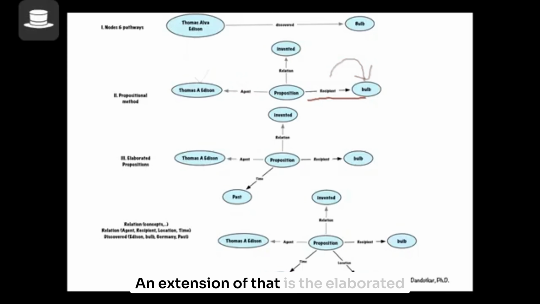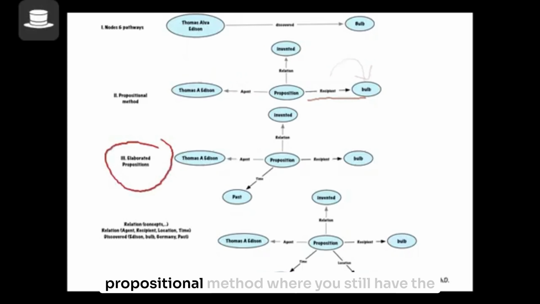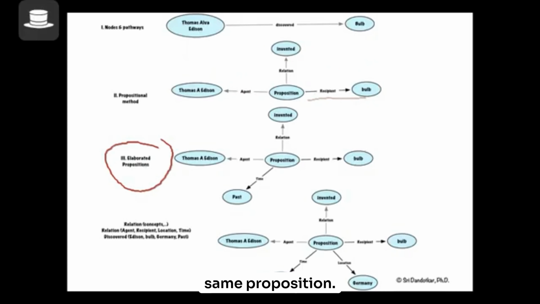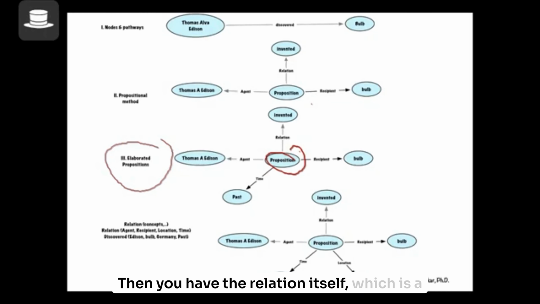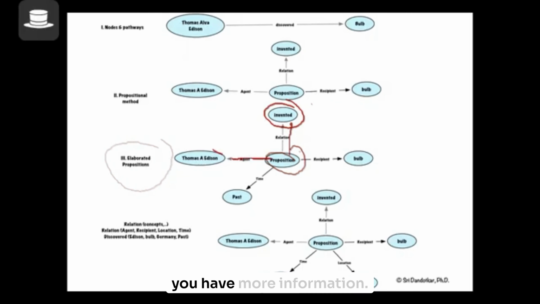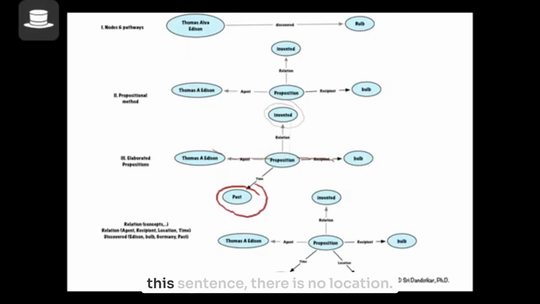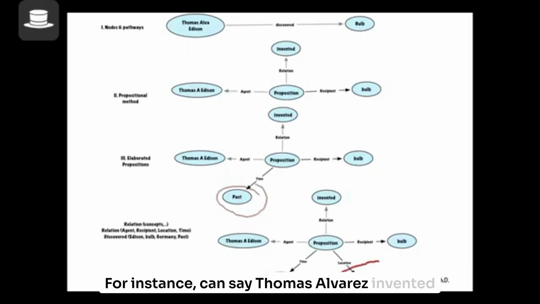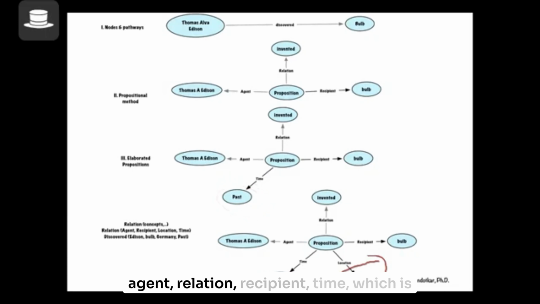An extension of that is the elaborated propositional method, where you still have the same proposition node at the center, then you have the relation itself, which is the verb invented, then you have the agent and the recipient, but you have more information, such as whether it is past tense, present tense, or future tense, which is time. So what you're adding is time and location. In this sentence, there is no location, but if there is a sentence that has information about a location, that also becomes a part of it. For instance, you can say Thomas Alva Edison invented electric bulb in Germany. So this elaborated proposition will have agent, relation, recipient, time, which is past tense, and the location itself.